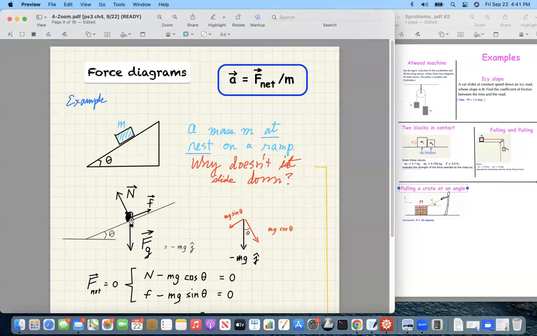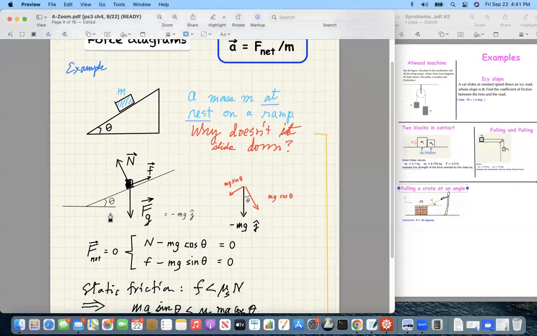There's a contact force, which has a component perpendicular to the surface. We'll call that the normal force. There's a frictional force, which is pushing it up the ramp. It's not moving up the ramp, it's at rest, but it's got a force on it acting up the ramp. Then there's a gravitational force pulling it down. And I can separate that into a component normal to the surface and tangential to the surface. The tangential component will be down the surface.